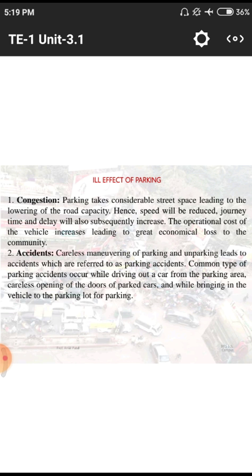How will they occur? We need to observe these points. Careless maneuvering of parking and unparking leads to these accidents, which are referred to as parking accidents. That means whenever we are parking a particular vehicle in an improper place, that also leads to these accidents. That is the main content there.